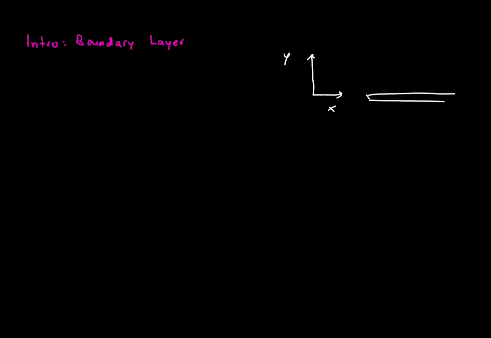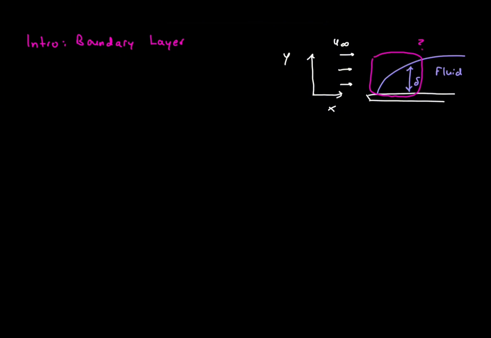Imagine a fluid flowing over a flat plate. Far away from the surface, the fluid moves with a constant velocity, which we call u infinity. But right at the wall, something surprising happens. The fluid velocity is exactly zero.